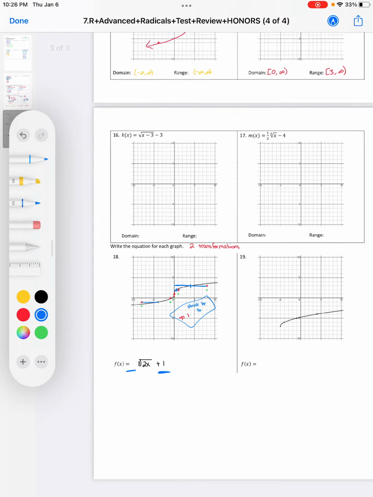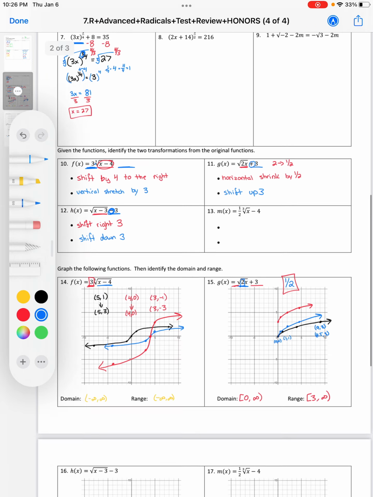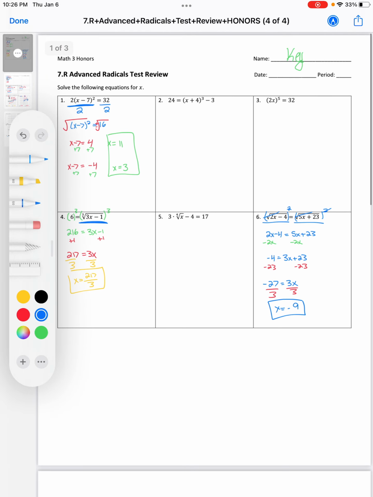So I'm going to leave the rest of this for you to do for homework. I'll have the answer key on Canvas, and then you can ask me any questions when I get back. So we'll have plenty of time before the test comes around.